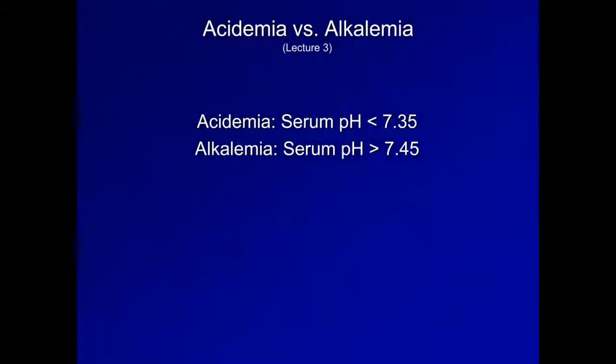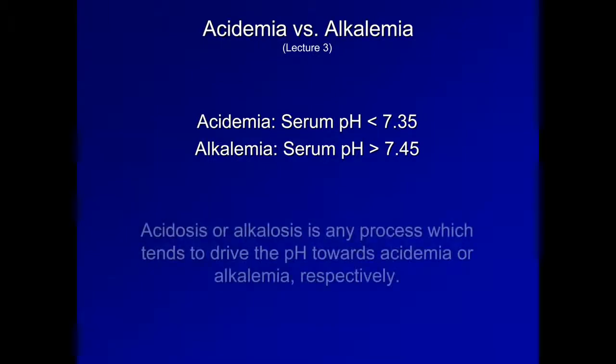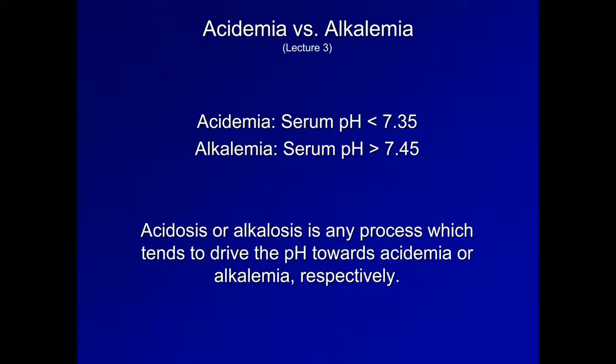In Lecture 3, the terms acidemia and alkalemia were introduced. Acidemia is a state in which the serum pH is less than 7.35. Alkalemia is a state in which the serum pH is greater than 7.45. An acidosis or alkalosis is any process which tends to drive the pH towards acidemia or alkalemia, respectively.